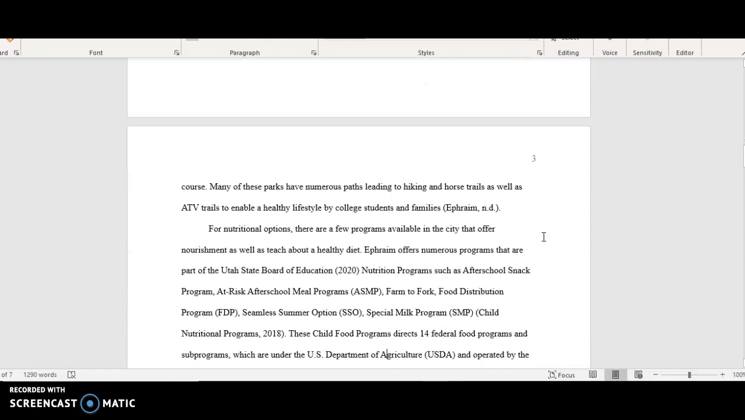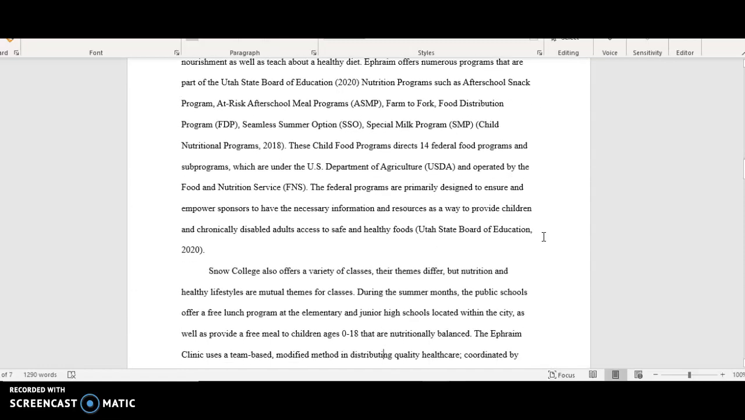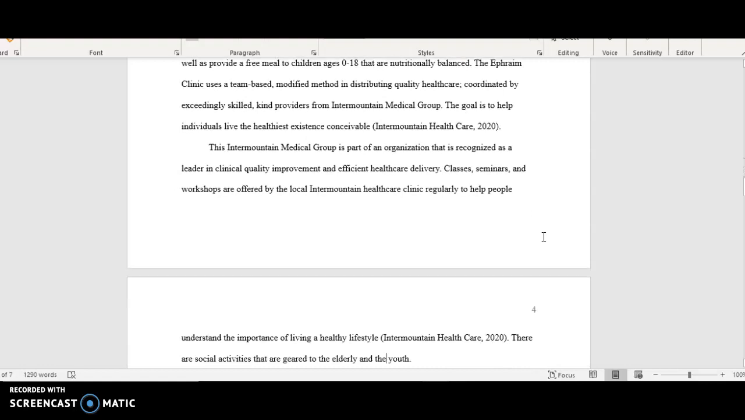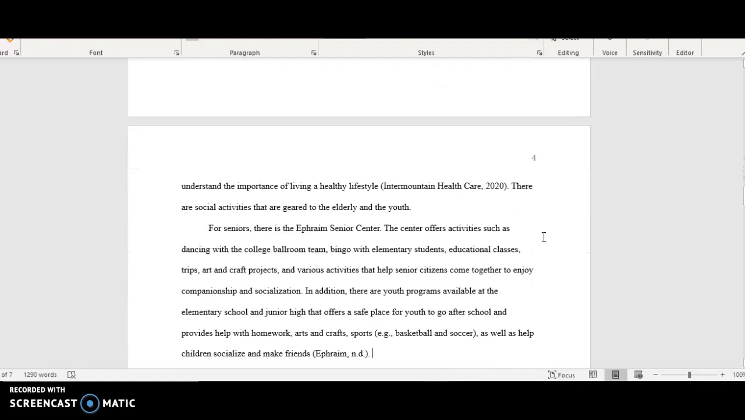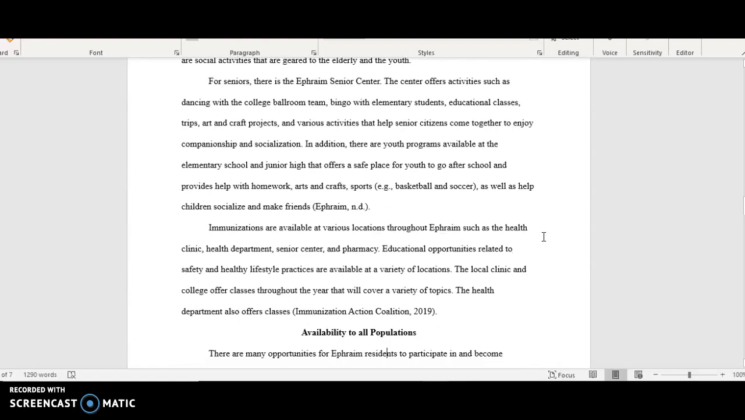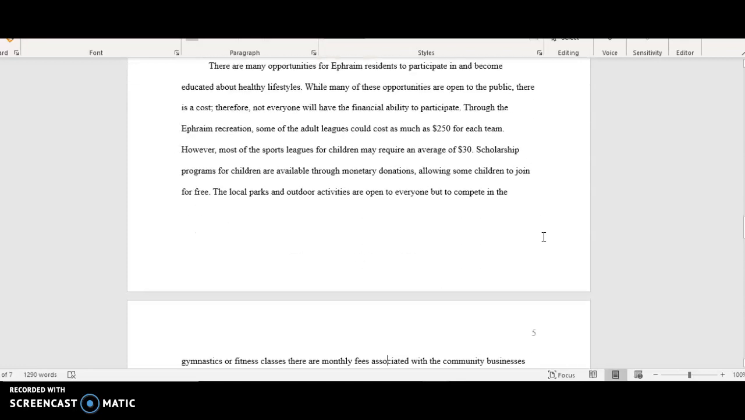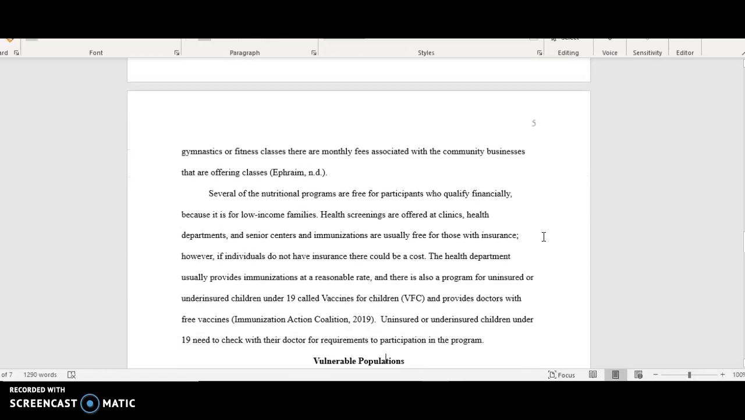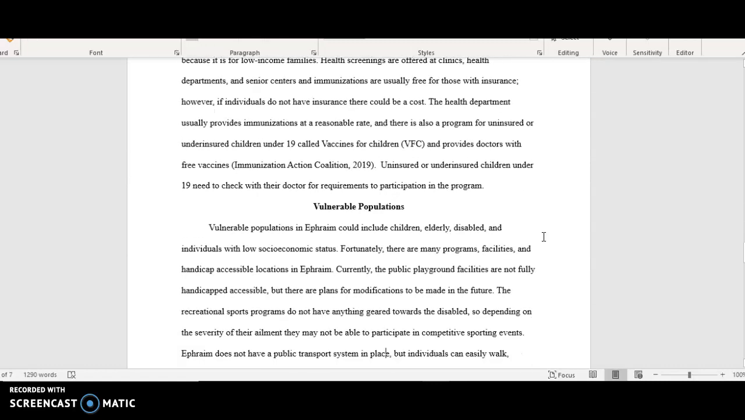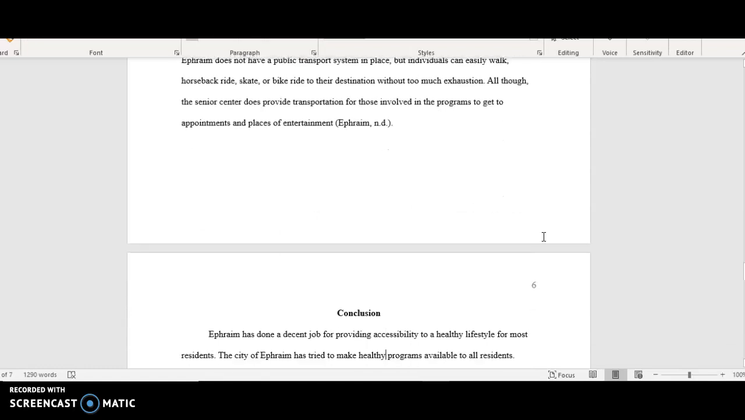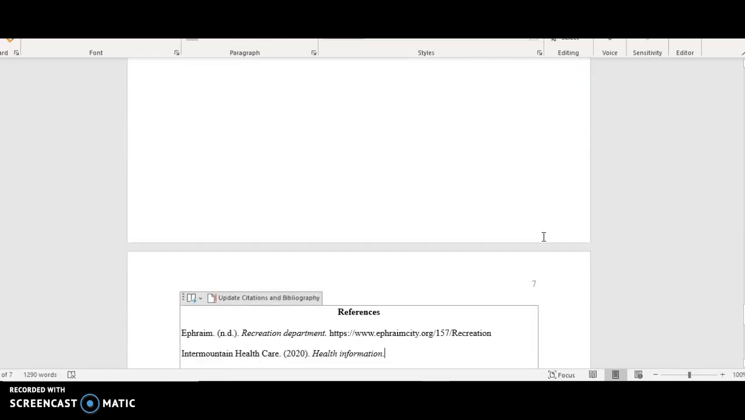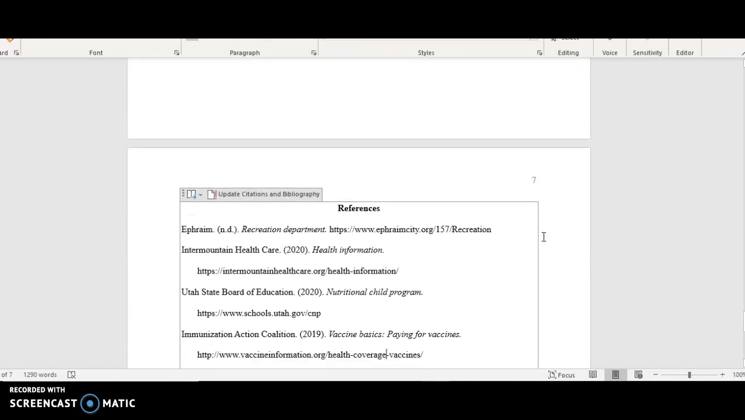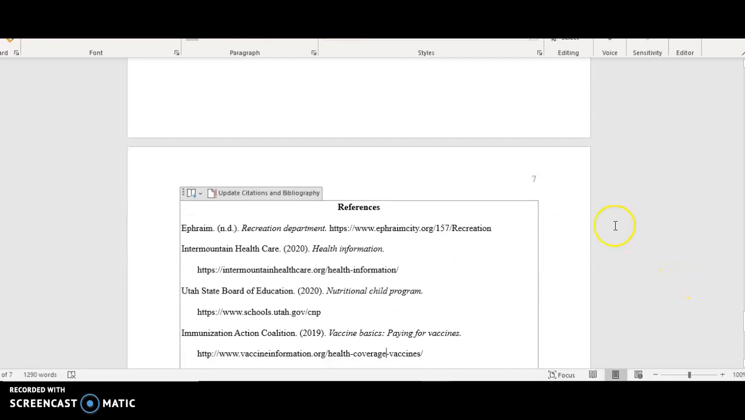So here is a good example of how the headings are being used in the paper. And then the assessment to talk about the different areas that were listed on the rubric. And you'll see this because I am going to include this. And then the next one is availability for all populations. And finally, the vulnerable populations. And then the conclusion. And then your reference page. So we will include this in this recording, and you may use it as an example.